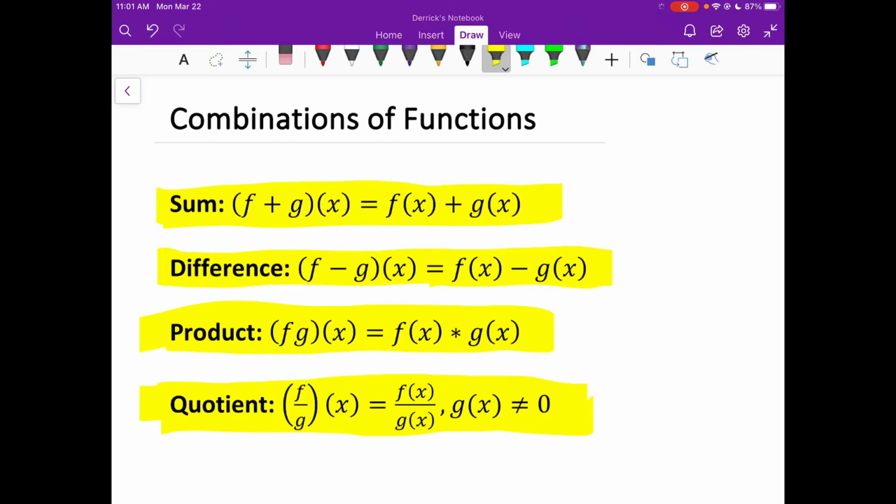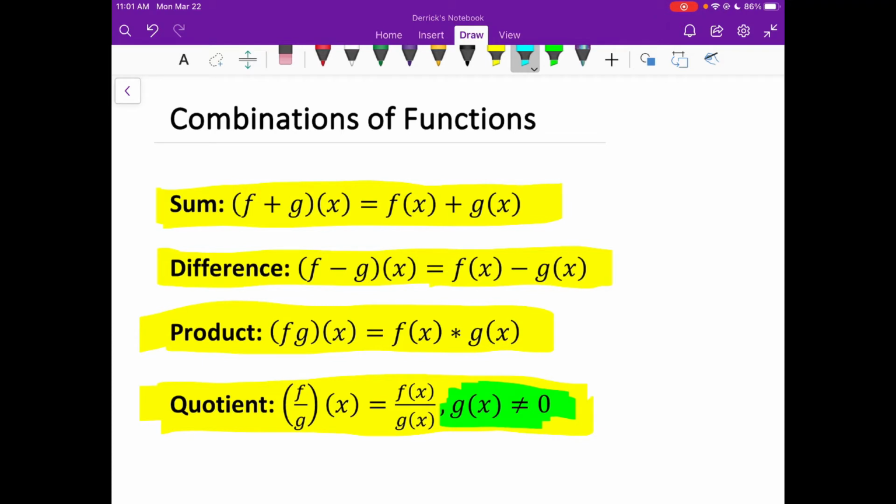Do notice that our quotient combination has an extra looking piece here. The g of x does not equal 0. Remember, that is simply just a reminder that if you get 0 in the denominator, that would cause that fraction, that expression, to become undefined. You cannot have 0 in the denominator. You cannot divide by 0. So that's all that's reminding.